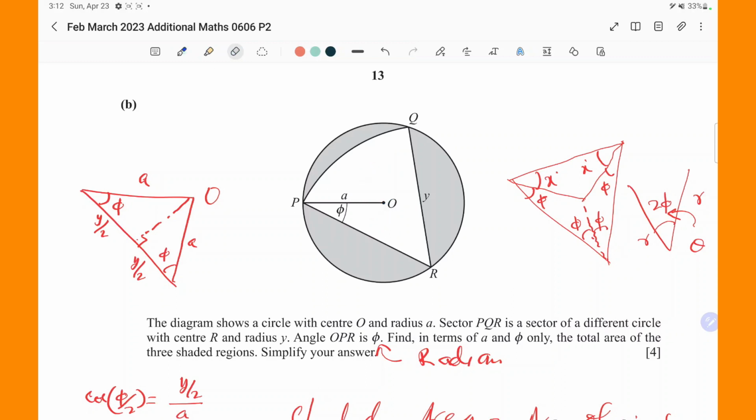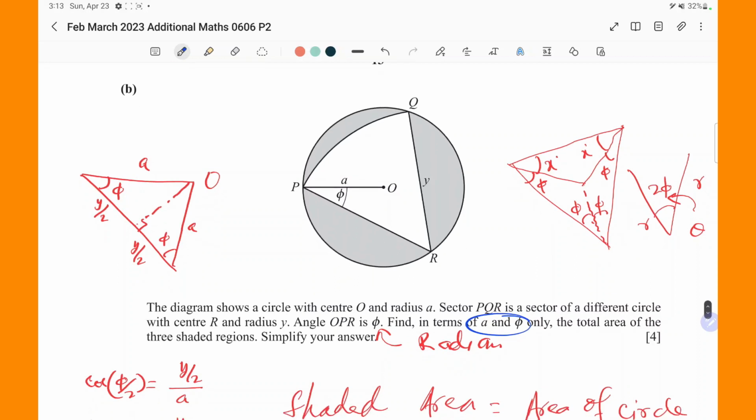So the important point is we don't have this length, first of all, this angle, and even we don't have this radius, and it is telling find in terms of A and phi only total area of the three shaded regions. It means we cannot give our answer in terms of y. We need to get y in terms of A and phi. Okay, so these are our challenges which we have to find here.